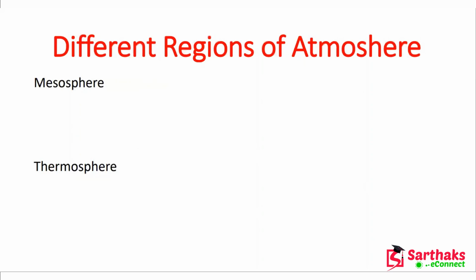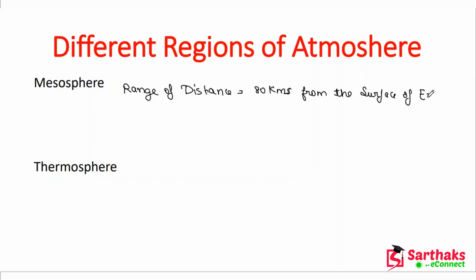Now we are going to discuss the mesosphere and thermosphere. Talking about the mesosphere, the range of distance is 80 kilometers from the surface of Earth, and the density of air is generally low.